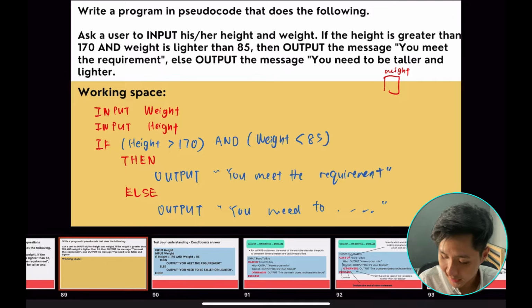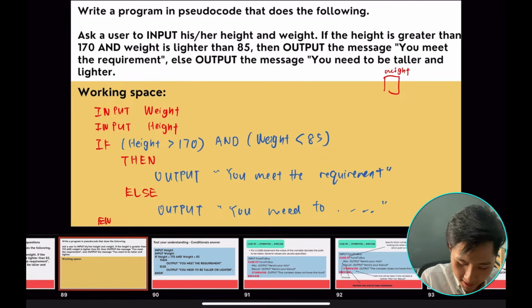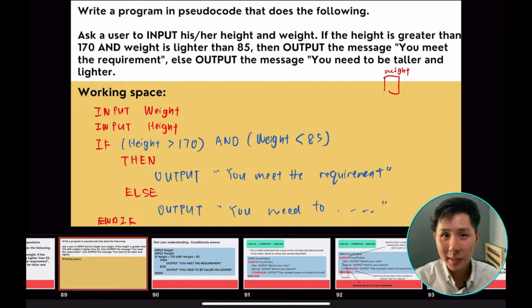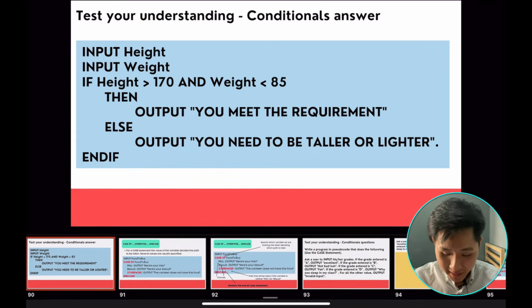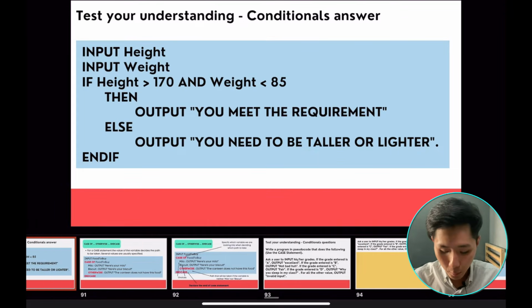I'll just skip this to save time. And followed by the end if statement. And that's it. That is how we use an if statement to write a program that makes decisions based on what the user keys in. So this is the answer. Hopefully you got it right too. If not, you can just do it again.